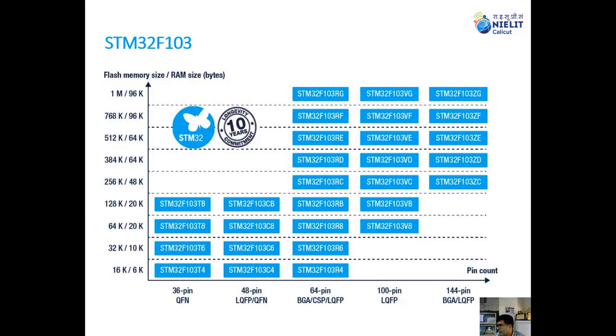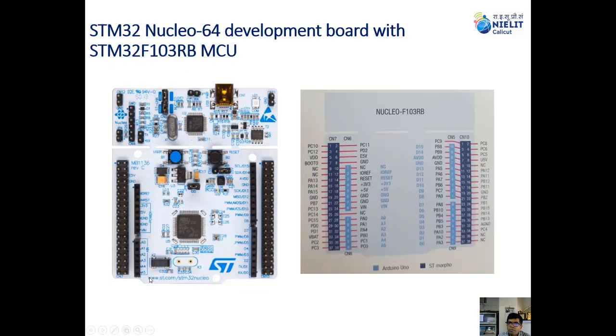And again, there is flexible memory size, starting with 6K to something around 1 mega size RAM, as well as flash memory available with a similar package. So you can select the microcontrollers. Now this is one of the development boards which we are using. It is an STM32 Nucleo 64. 64 stands for a 64 pin microcontroller, and the microcontroller which we are using is the STM32F103RB.